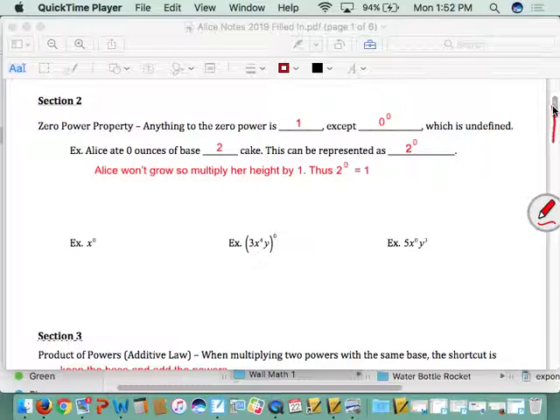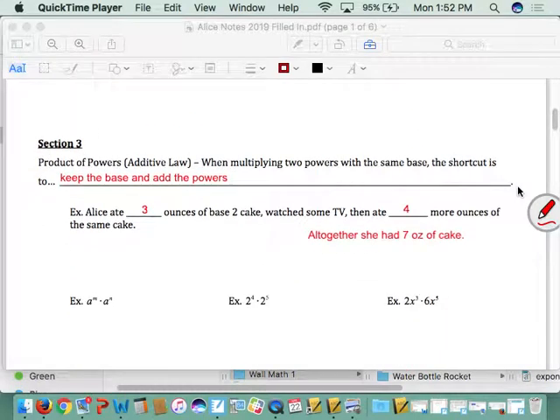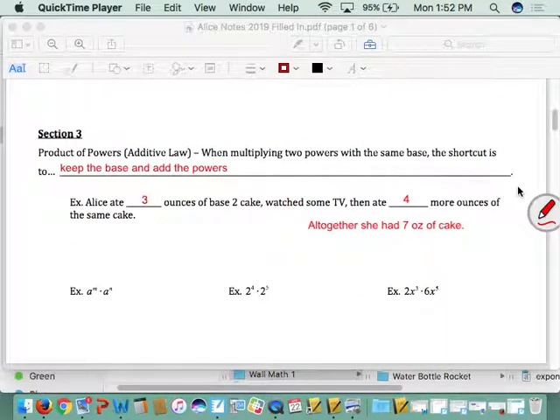Moving on to section 3. Section 3, powers of powers, or the additive law. This went along with the piece after piece activity. When multiplying 2 powers of the same base, the shortcut is to keep the base and add the powers.